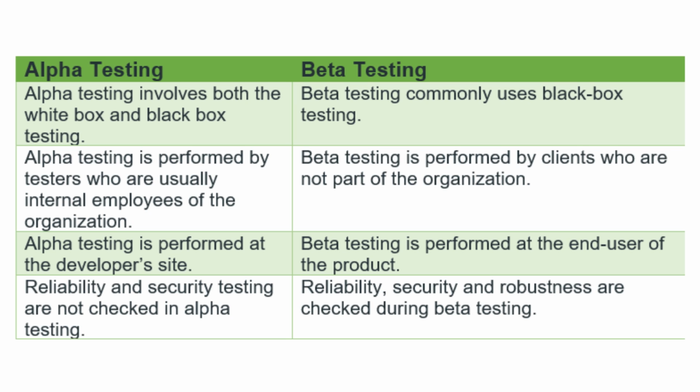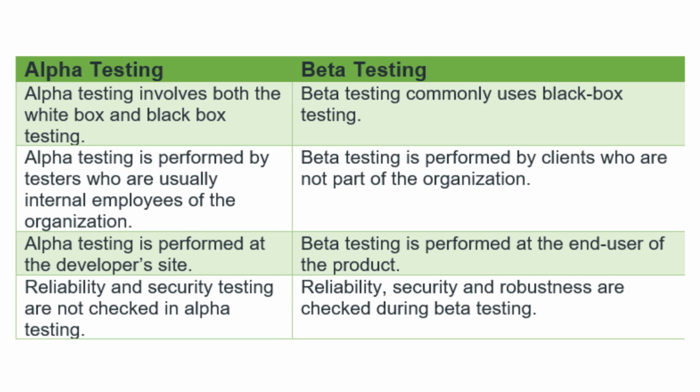Moving to the next one, beta testing commonly uses black box testing. Alpha testing is performed by testers who are usually internal employees of an organization. Beta testing is performed by clients who are not part of the organization. Coming to the next point, alpha testing is performed at the developer side. Before releasing the product, alpha testing is done by the developer only, and beta testing is done by the end user of the product.